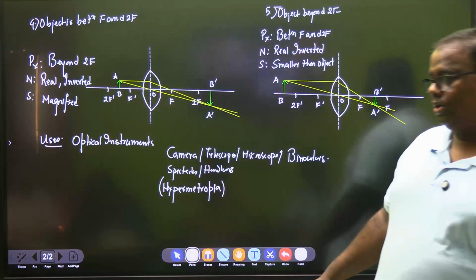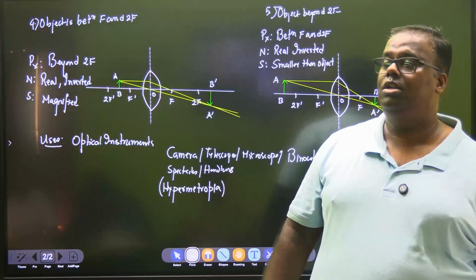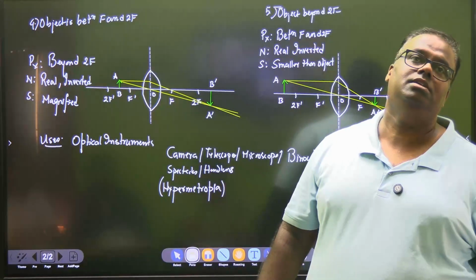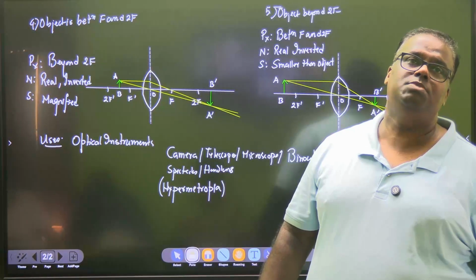Is hypermetropia and hyperopia different? Okay? Can you tell me what are the rules for image formation by a convex mirror? Convex mirror. Yes.